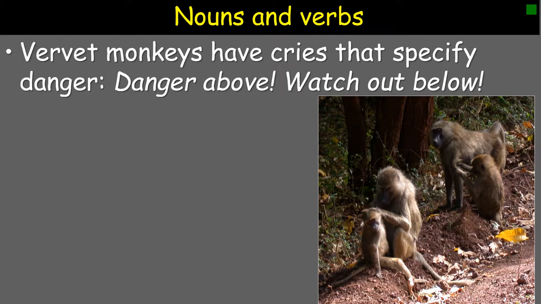Vervet monkeys have cries that specify danger. There's one cry that means danger above, such as eagles. Other cries really direct attention down below, such as the threat of snakes.